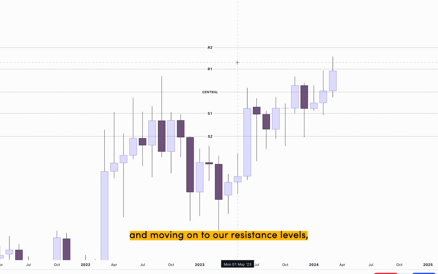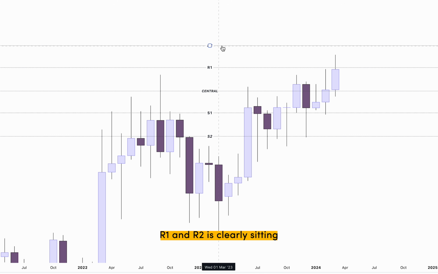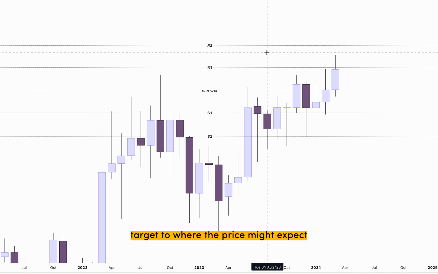And moving on to our resistance levels, we can see that R1 and R2 are clearly sitting above our central pivot point, and as you can see, since the price got rejected off the central pivot point, it once again reinforces bullish sentiment. So if we extend the same logic, R2 could be our next target where the price might expect some resistance, or even further breakthroughs if the buying pressure persists.